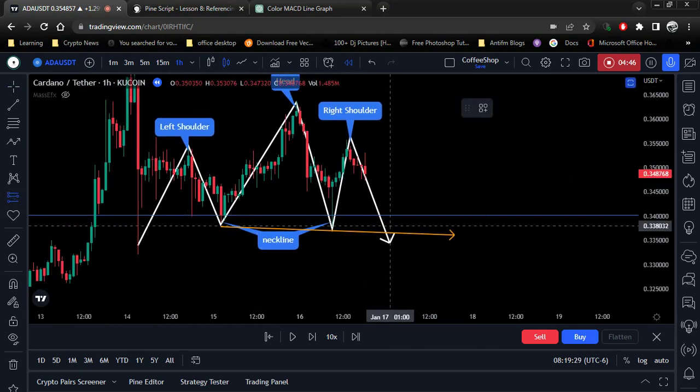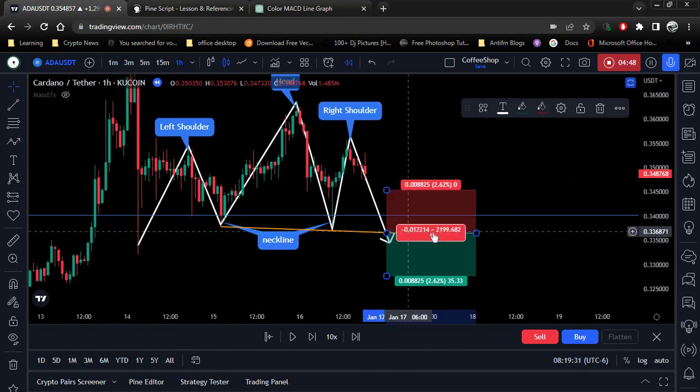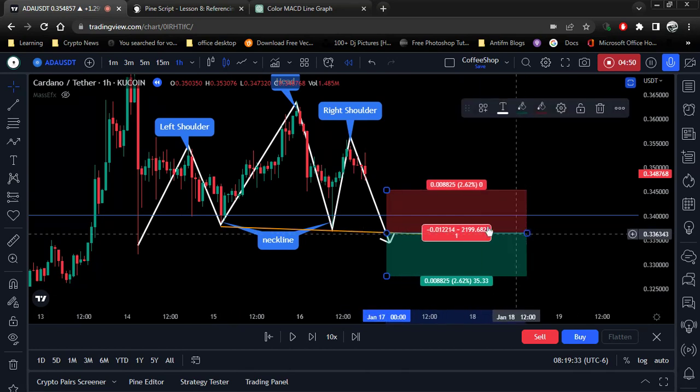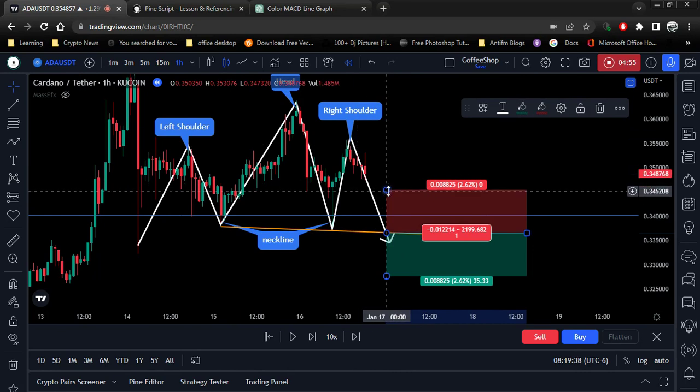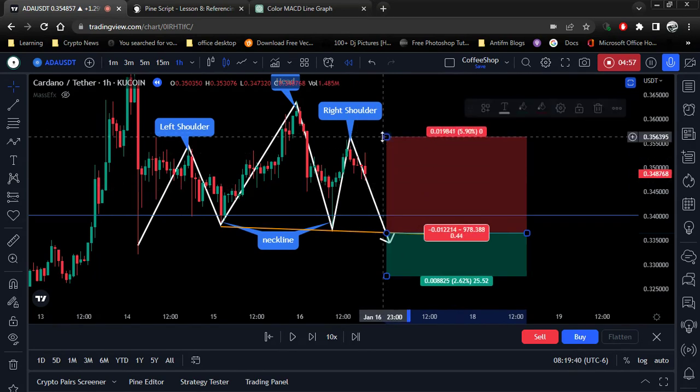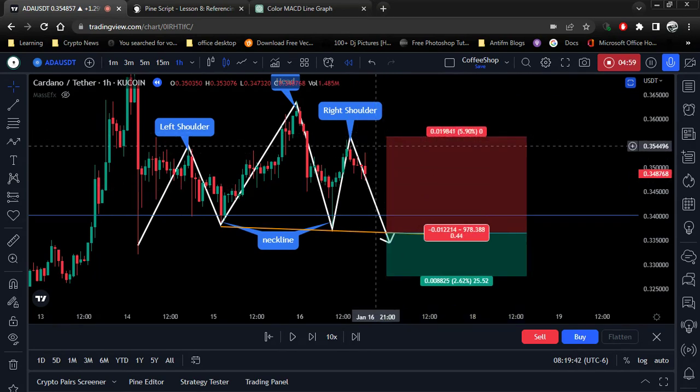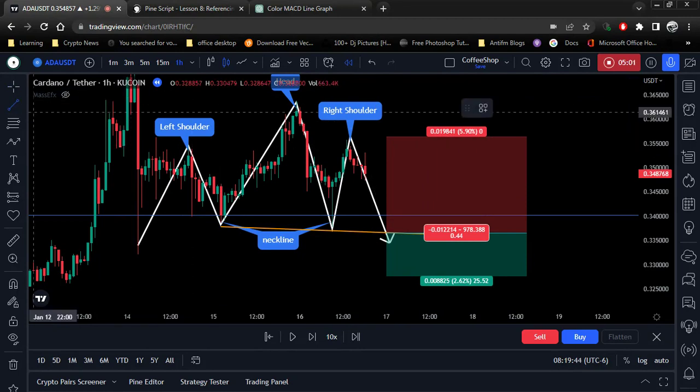Enter a short position when you get below the neckline. Don't do it automatically. Just do it when price breaks below that. Your stop loss is going to be up here at the top of the right shoulder. That's your stop loss. Now, like I said to everybody on this channel, I will always tell you where to take your profit.